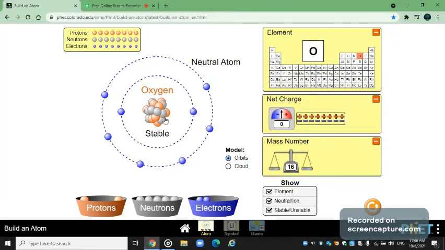If I remove one neutron, it's unstable, and if I add one neutron, it becomes stable, because it has to have the same number of protons and electrons so that it can be stable. If not, you will explode. And yeah. Now let's take a look at lithium.